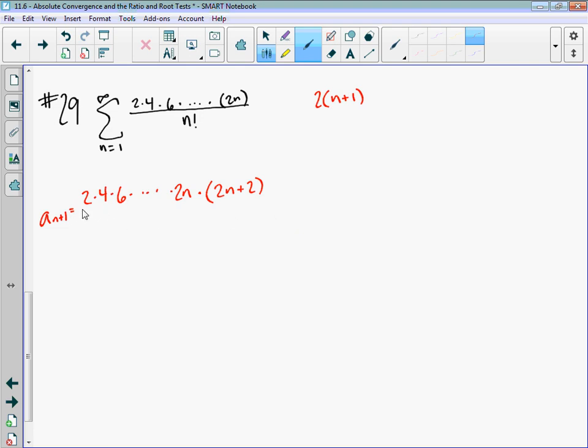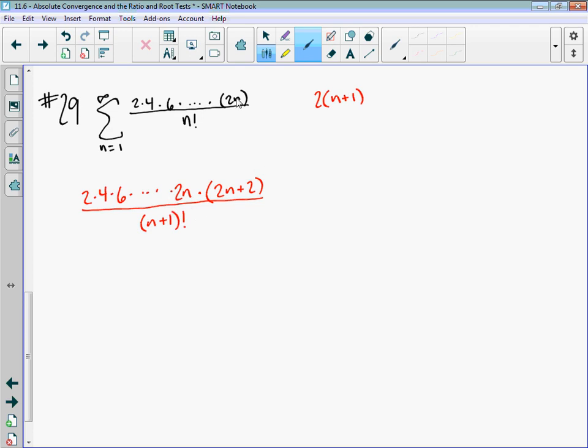Yep. So in the denominator for a sub n plus 1, I've got n plus 1 factorial. And right at this moment, if you want to write that as n plus 1 times n factorial, you can do that as you get better and quicker at these. When we get to 11.8, you'll probably be doing that a lot. So any questions on a sub n plus 1? Does that make sense? Does everyone see where these pieces came from? Because that's kind of the key to the problem here.